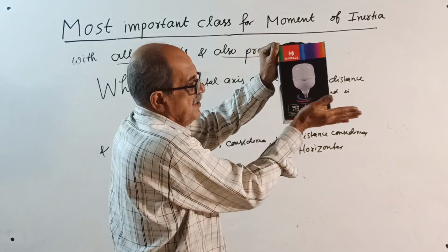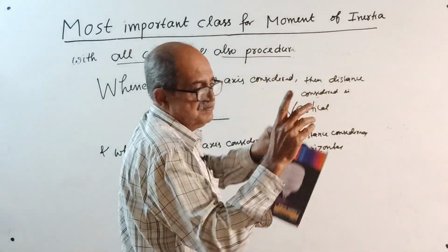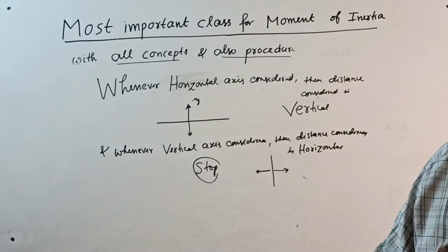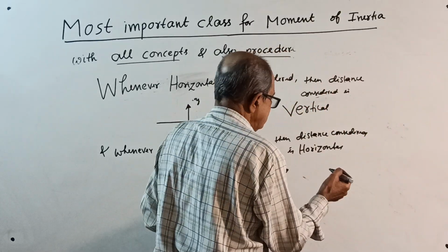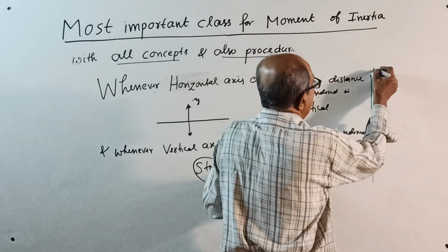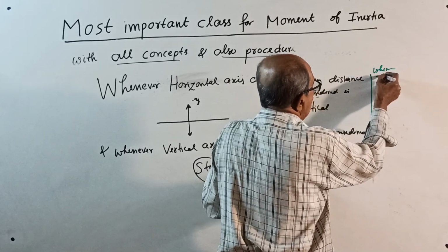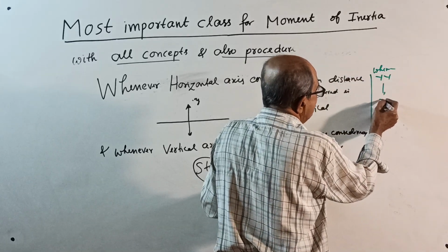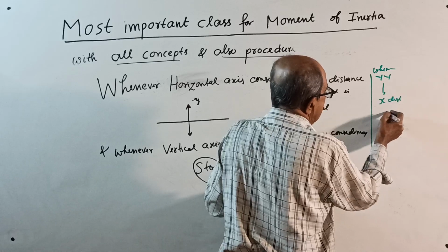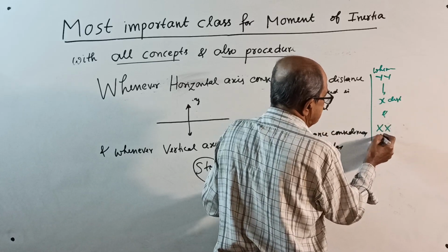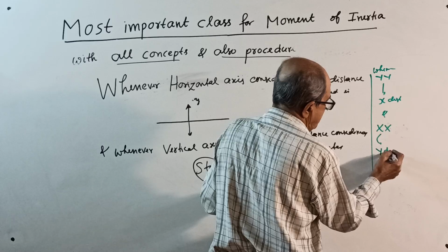Whenever XX comes, it is Y distance. That's all. Remember, you can make a note here: whenever YY comes, it is always X distance, and whenever XX comes, it is always Y distance.